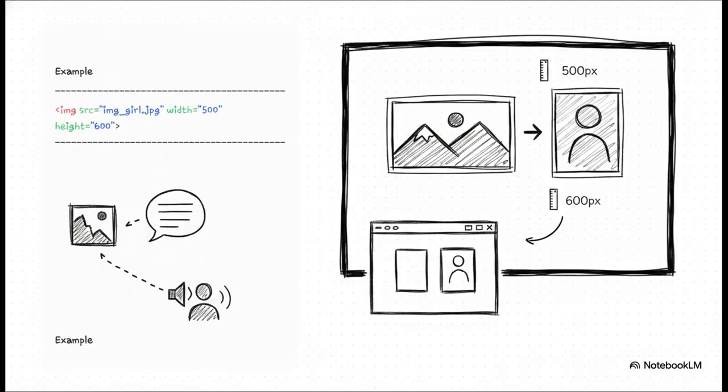To keep those visuals in check, you can also equip your image tags with width and height attributes, defined in exact pixels. So adding width equals 500 and height equals 600 tells the browser exactly how much space to reserve for that picture before it even finishes loading. This is an absolutely crucial step for keeping your page layout stable and looking professional while the image is downloading in the background. Nobody likes a page that jumps around as it loads.